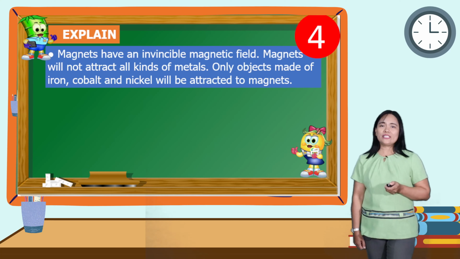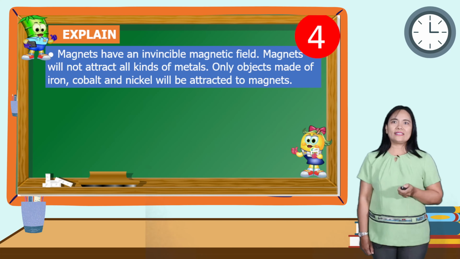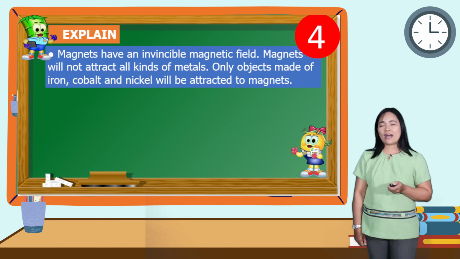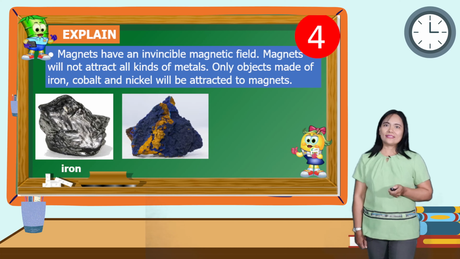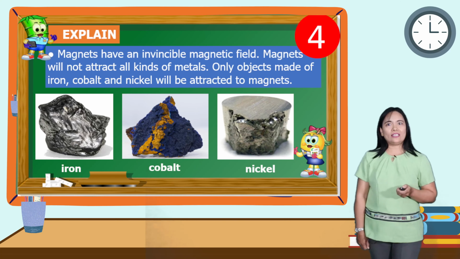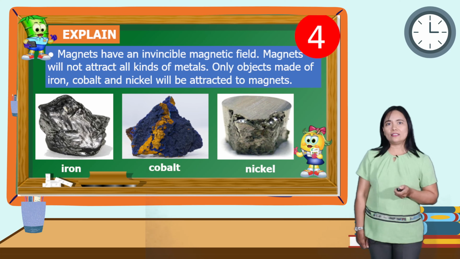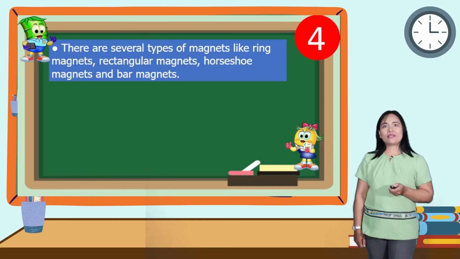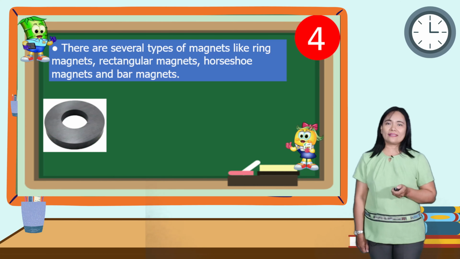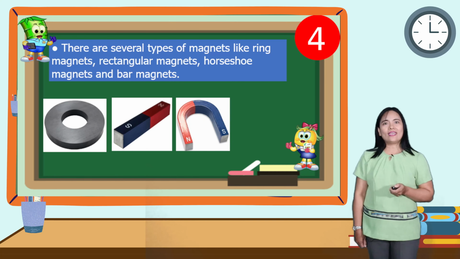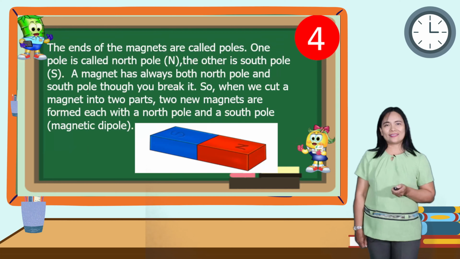Magnets have an invisible magnetic field. Magnets will not attract all kinds of metals. Only objects made of iron, cobalt, and nickel will be attracted to magnets. I repeat, only objects made of iron, cobalt, and nickel will be attracted to magnets. There are several types of magnets, like ring magnets, rectangular magnets, horseshoe magnets, and bar magnets.